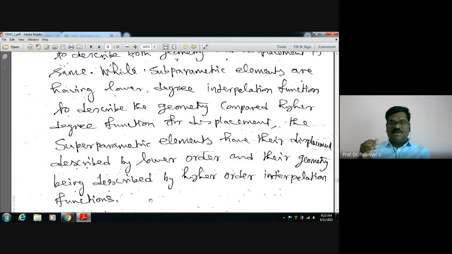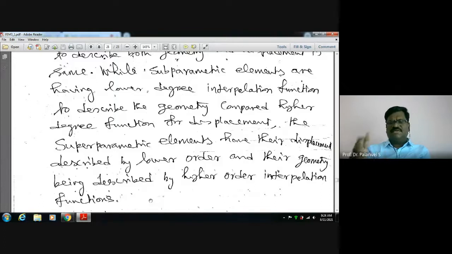If a lower degree of shape function is used to represent geometry variation and a higher degree of shape function is used to represent displacement variation, it is called a subparametric element. If a higher degree of shape function is used to represent geometrical variation and a lower degree of shape function is used to represent displacement variation, it is called a superparametric element. That's all. This way you remember.